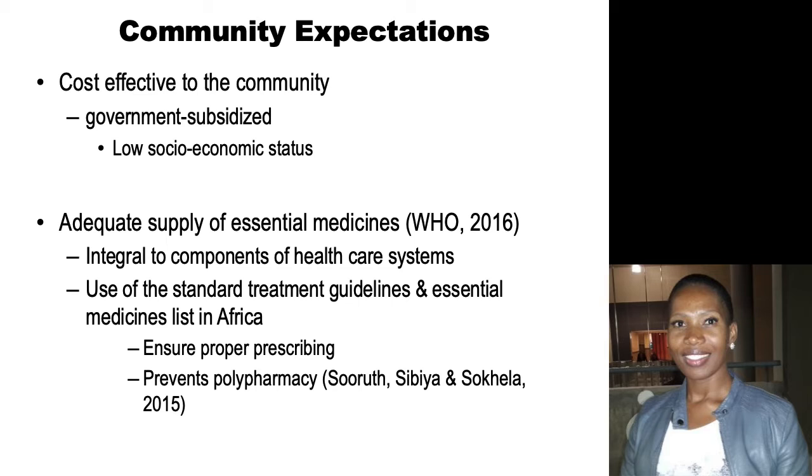And the other thing that is really an expectation from the community is that the community expects an adequate supply of essential medicines. This one is an integral component to all healthcare systems, but it is more integral also in primary healthcare.